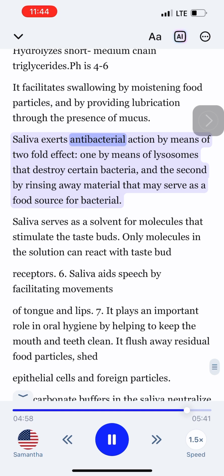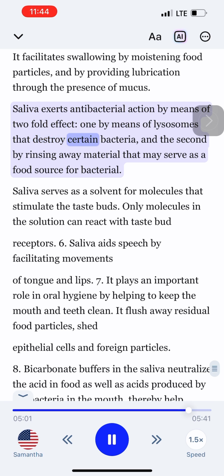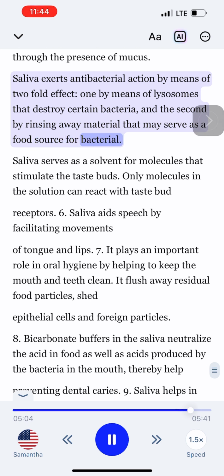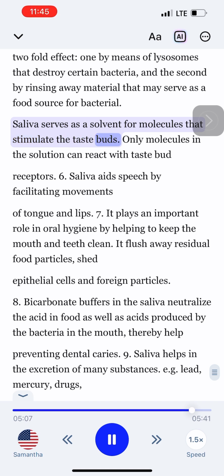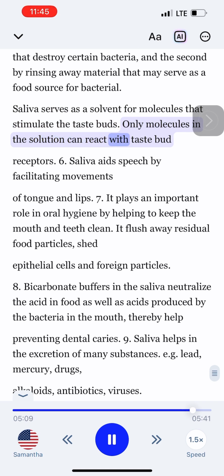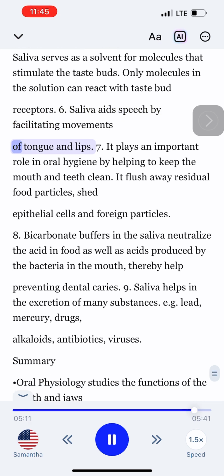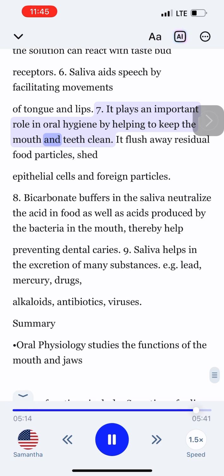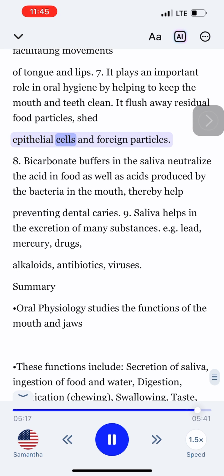3. Saliva exerts antibacterial action by means of a twofold effect: one by means of lysozyme that destroys certain bacteria, and the second by rinsing away material that may serve as a food source for bacteria. 4. Saliva serves as a solvent for molecules that stimulate the taste buds. Only molecules in solution can react with taste bud receptors. 5. Saliva aids speech by facilitating movements of the tongue and lips. 6. It plays an important role in oral hygiene by helping to keep the mouth and teeth clean. It flushes away residual food particles, shed epithelial cells and foreign particles.